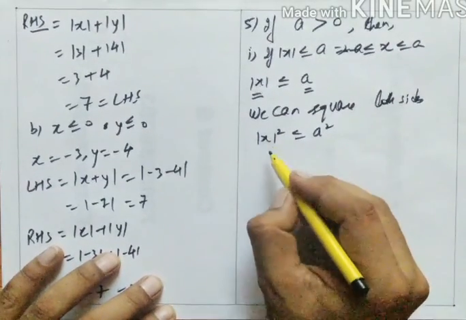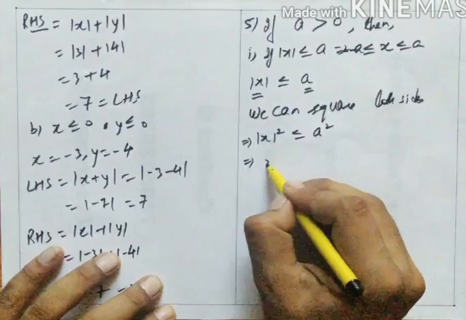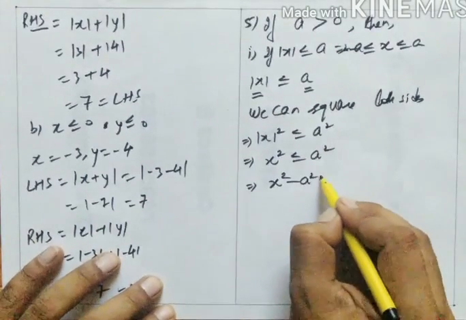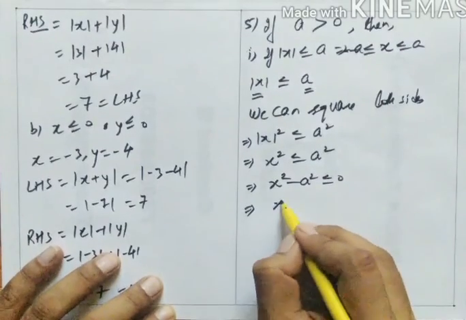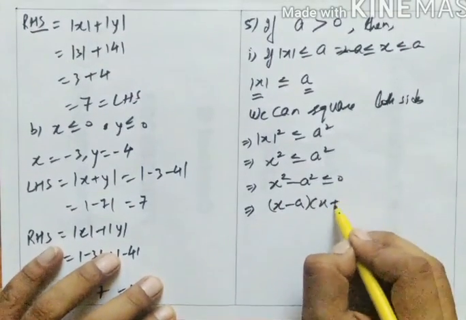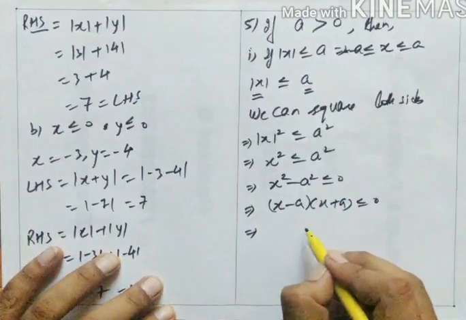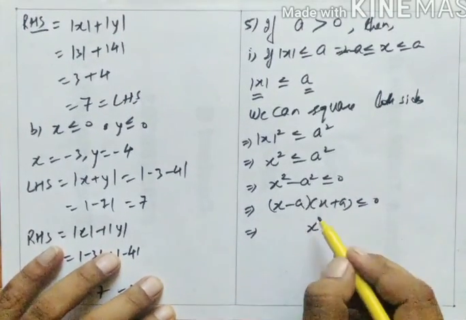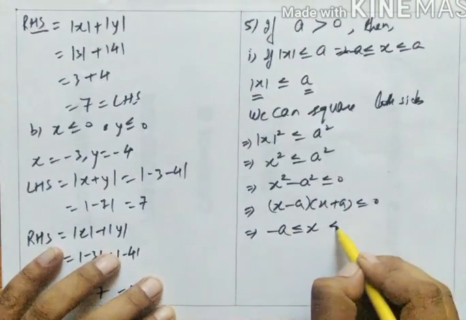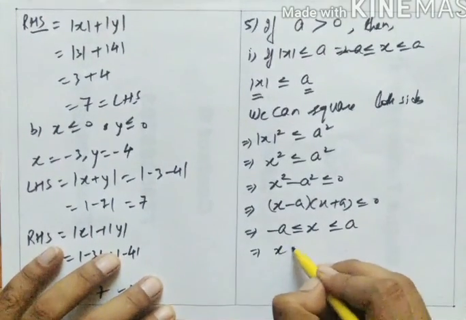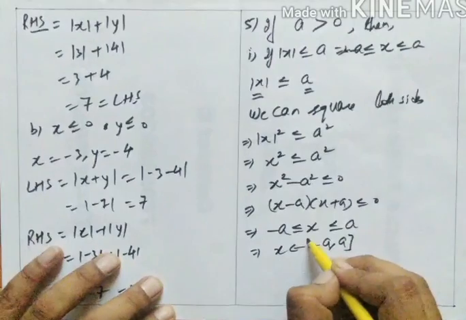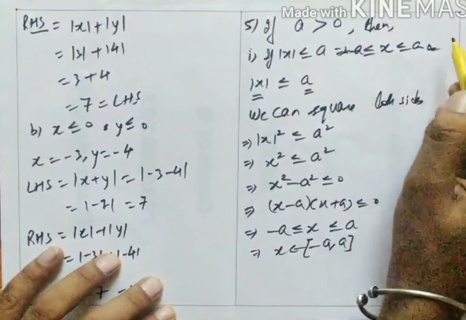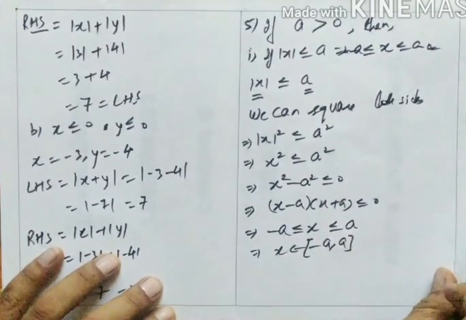Now we have studied in property 1 that mod of x squared is simply x squared, so x squared is less than or equal to A squared. So this implies x squared minus A squared is less than or equal to 0. So this implies x minus A into x plus A is less than or equal to 0. Now this is a very popular inequality we have studied before also, that by method of intervals, x is between minus A and A, or we can say x belongs to minus A comma A in the closed interval. So this is how it is proved. We have to prove this only. Now let's see the second part of this inequality.